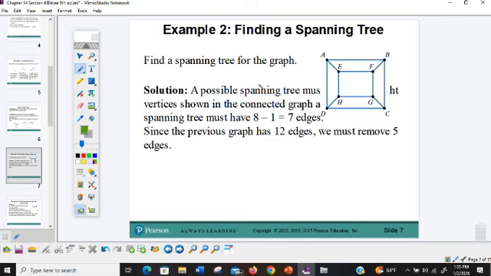So let's look at example 2, and we're going to find a spanning tree for this graph. Now we have 8 vertices, which means we need 7 edges. And this particular graph has 12 edges. So we're going to have to remove 5 of those edges.